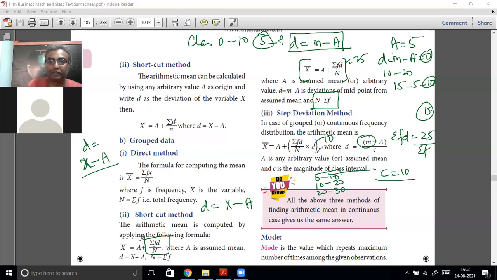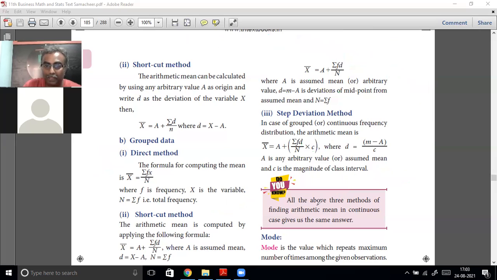That is the difference. Okay, what comes here? a plus sigma fd by n. What comes here? a plus sigma fd by n into c. Okay, what does d come to here? m minus a. Here what does d come to? m minus a by c. We cannot teach any of this here, we are all doing the revision. Okay, all the above three methods of finding the arithmetic mean in the continuous case give us the same answer. Okay, we have seen all of this.